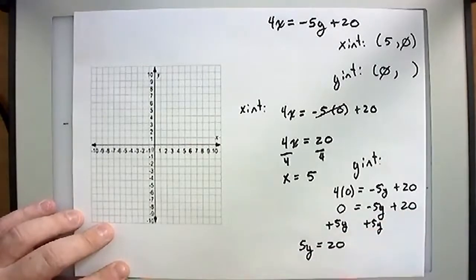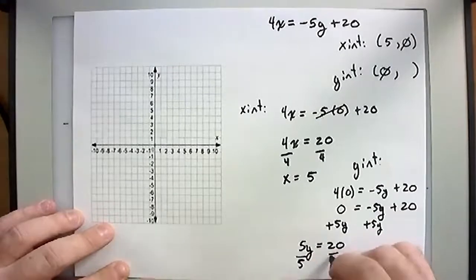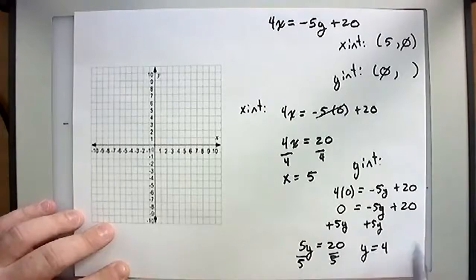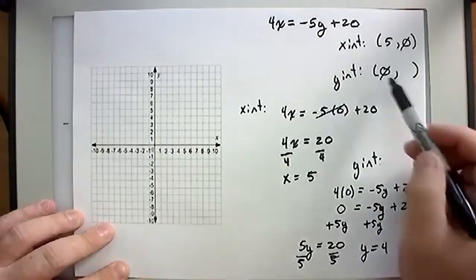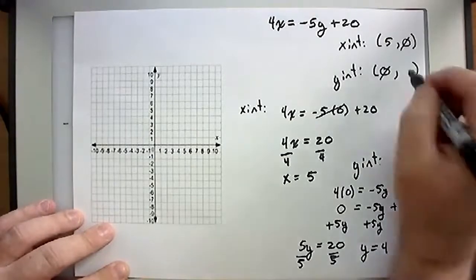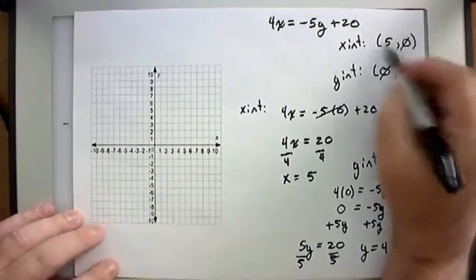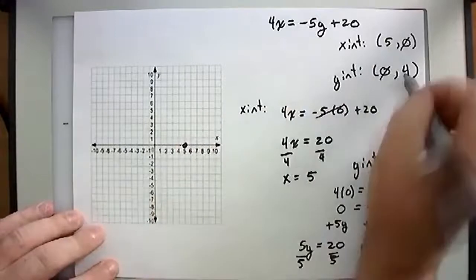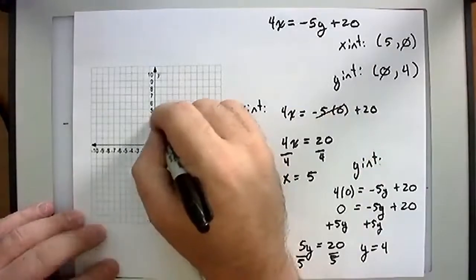And again, how do you get the 5 off the y? You just divide by 5. And y equals 4. So a little more work on that one probably. When x was 0, y was 4. So the x-intercept is 5: 1, 2, 3, 4, 5. The y-intercept we just found was 4: 1, 2, 3, 4. And there's your line.